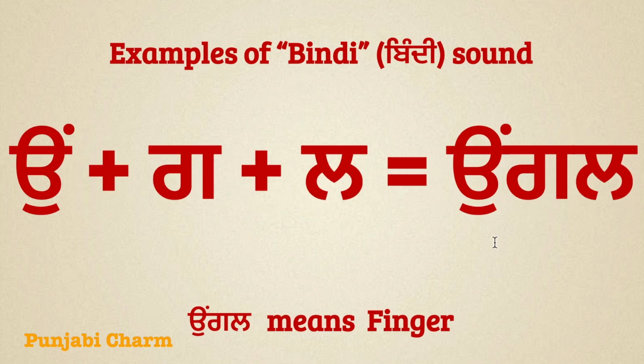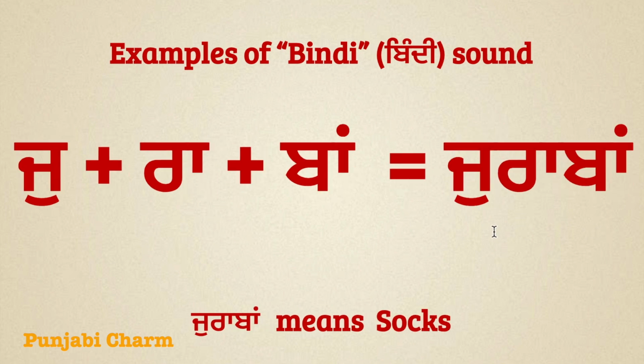The next word is ungal. Ungal means finger. And to read this word, we can say Urhe nu aunkar utte bindi u, Gagga mukta ga, Lalla mukta la, ungal, ungal. You can repeat after me. Ungal. Let's move to the next word.